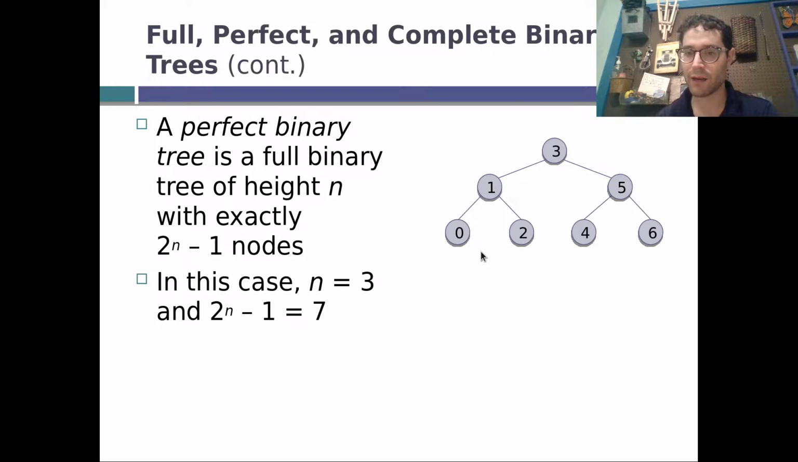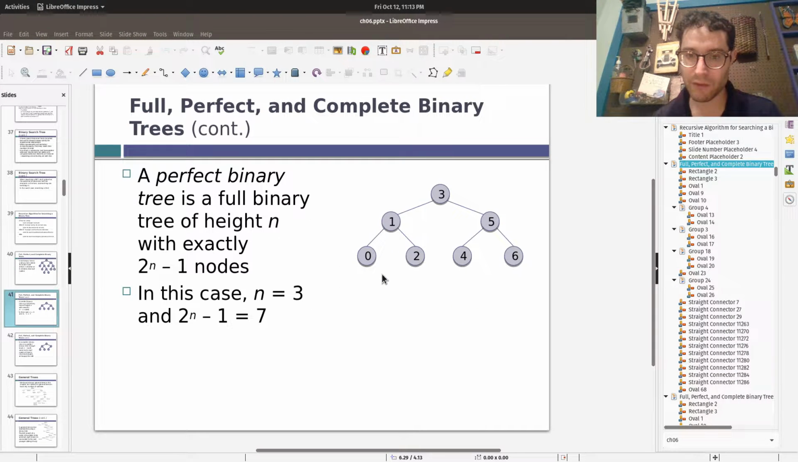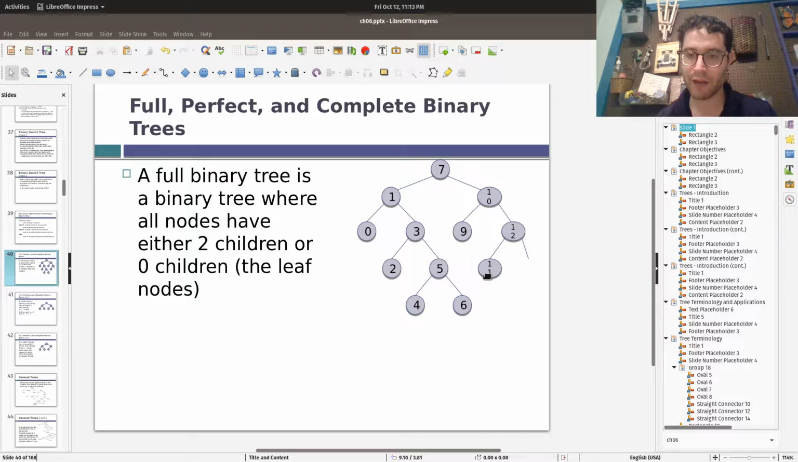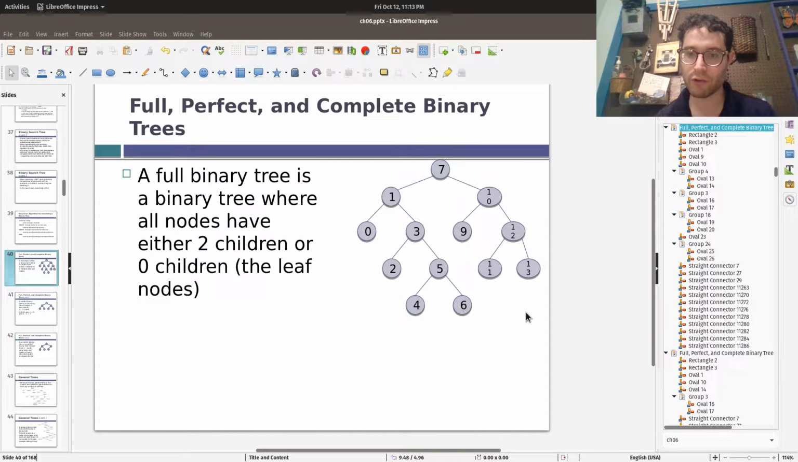In that case, they always have two children, right? Let's see if I can modify the slide. If I were to delete 13 over here, boom, it's no longer a full tree. Why? Because 12 has only one child. It has a left child. You have to have both children or no children. It's everything or nothing in this case. Okay? So that's a full tree.